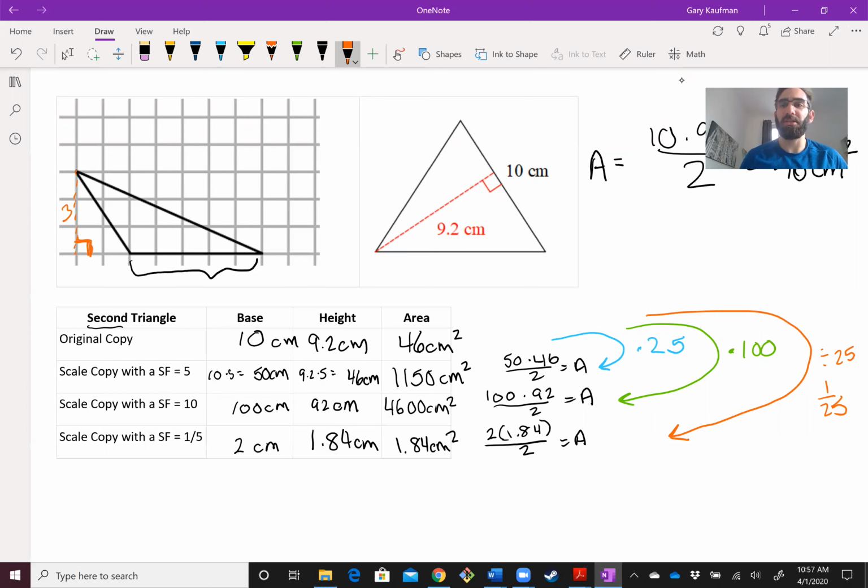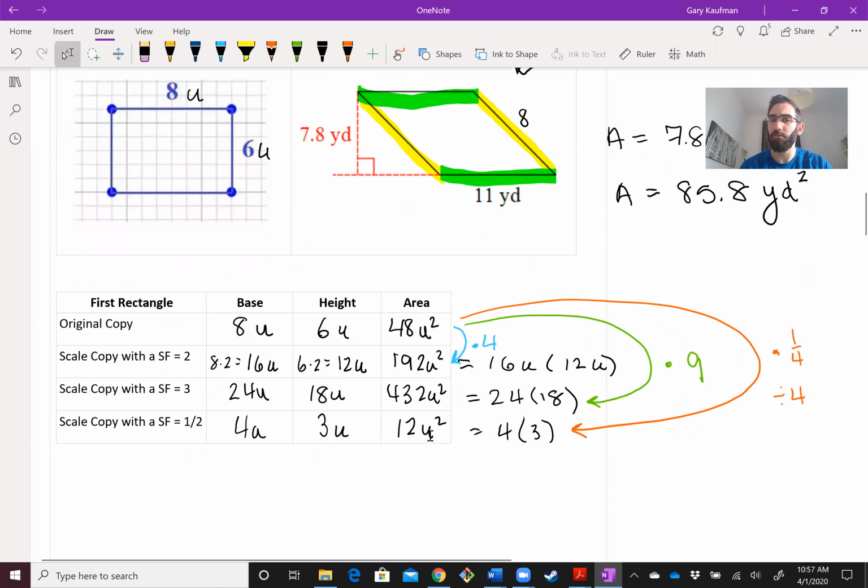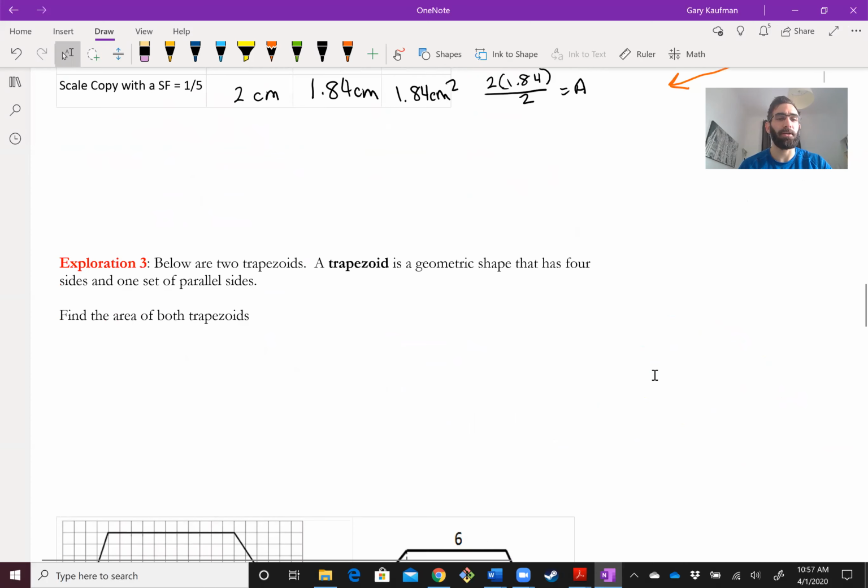I hope we're starting to see something. So again, the scale factor was 5, but the area was multiplied by 25. The scale factor was 10, but our area was multiplied by 100. The scale factor was 1/5, so divide by 5, but we divided by 25. Up here, our scale factor was 2, we multiplied by 4 for the area. Our scale factor was 3, we multiplied by 9. Let's go to our next exploration.